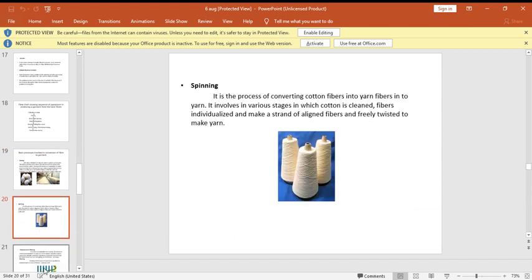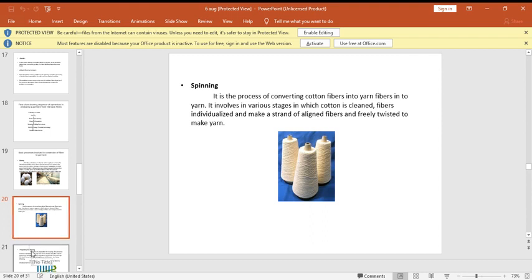Next, the second process, spinning. It is a process of converting cotton fibers into yarn. It involves various stages in which the cotton is cleaned, the fibers are individualized and made into a strand of aligned fibers, and then twisted to make a yarn. Here I have shown the cone wound yarn. See the picture.